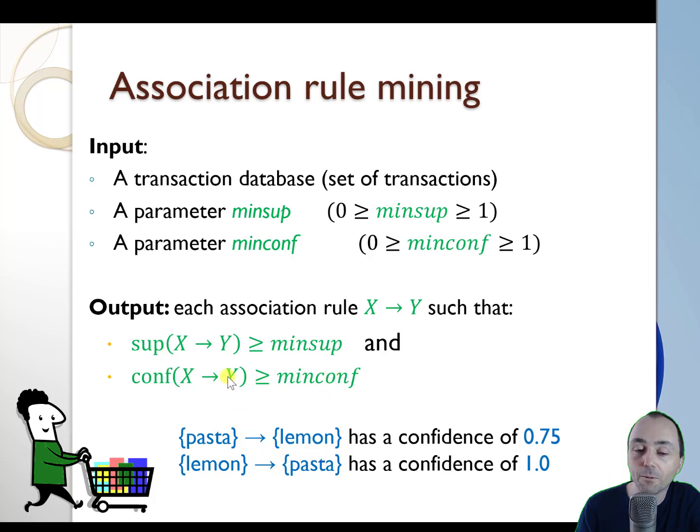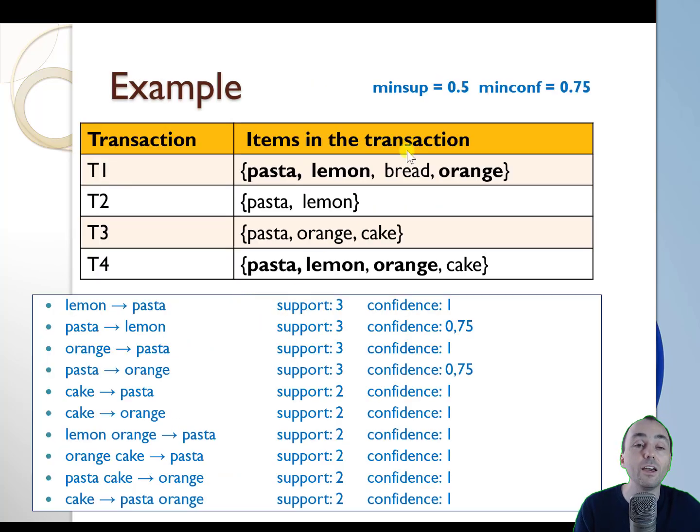So here, for example, I will show you some example. Okay. So here I have an example for you. I have the same database I have shown to you before. So let's say we want to find the association rules. Here I set the minimum support to 0.5 and the minimum confidence to 0.75. So the result will be all the rules that you see at the bottom. Okay. So this is what we want to find.